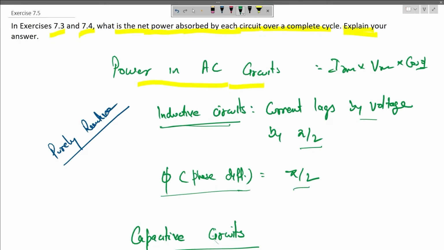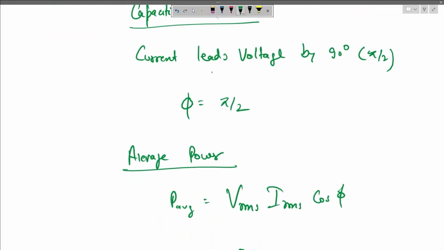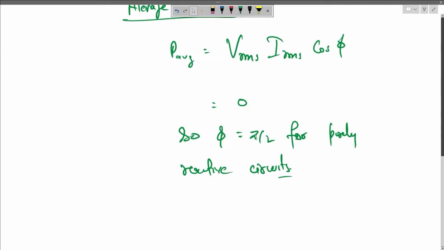Similarly, in the capacitive circuit, the current leads the voltage by pi by 2. So in both cases, there is a phase difference of pi by 2. Average power, as discussed earlier, is given by VRMS times IRMS times the cos of the phase difference. Cos of pi by 2 is equal to 0. So we can say that the average power is equal to 0 in purely reactive circuits.